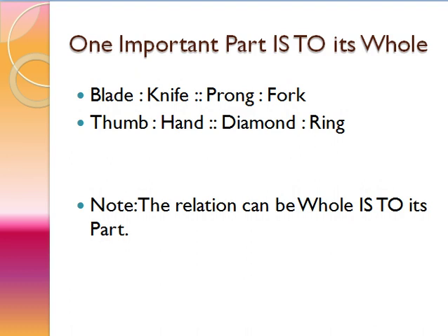One important relationship is part to whole. For example, blade is to knife as prong is to fork. Thumb is to hand as diamond is to ring. Thumb is a part, hand is a whole. So the relationship here is part is to whole. The relationship can be whole is to part, that is, hand is to thumb.